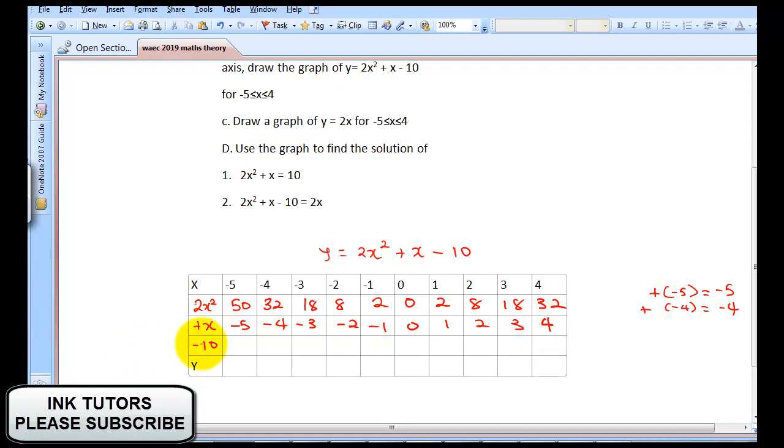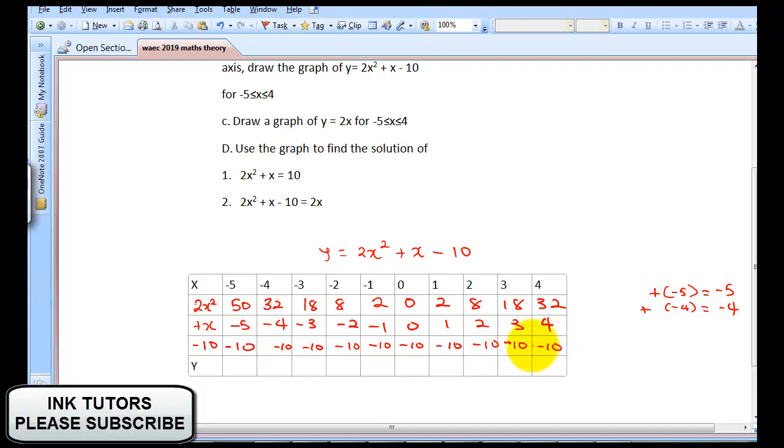Okay, the last one is the constant. This is just minus 10. Now, whenever you have a constant, you run it through. So this is going to be minus 10 all through. Okay, so we will run our minus 10 all through our x variables. Okay, now we've gotten that.